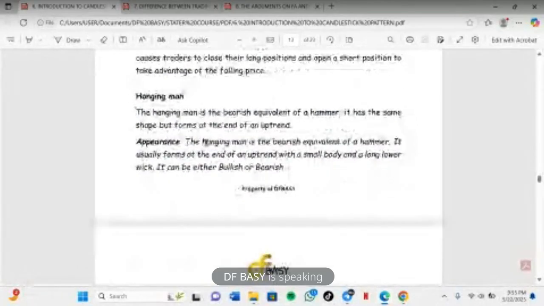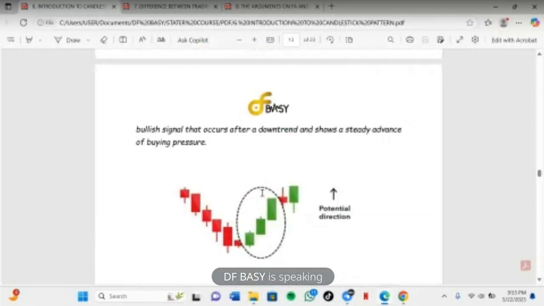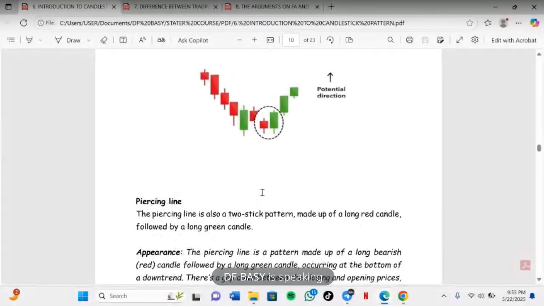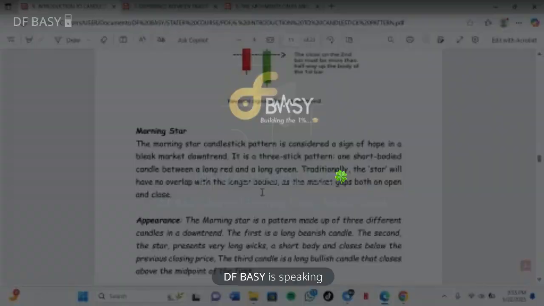So now, the types of bearish candlestick patterns. Remember, we have two categories of candlestick patterns, which are the bearish and the bullish. Inside the bullish candlestick patterns, we have the bullish engulfing, the morning star, the three white soldiers, and the piercing line. Morning star, piercing line, bullish engulfing, three white soldiers. Okay.